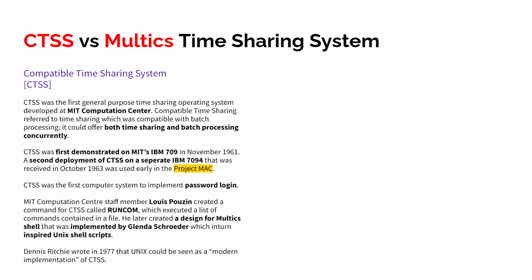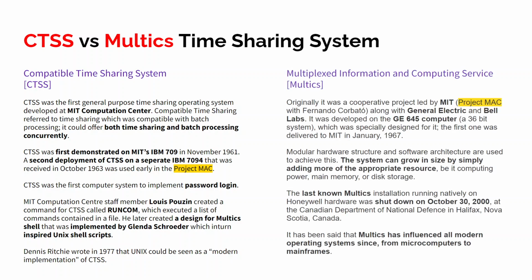Multics was another cooperative project that was going on at that time, which was also led by MIT along with General Electric and Bell Labs. The main idea behind Multics was to create a system that can grow in size by simply adding more of the appropriate resources. In the present days, we can add more resources like RAM to make our system even more powerful. This idea of adding resources to our modern OS to grow in size is the result of Multics. The Multics project could not be fully completed due to the complexity of the system, but the concepts behind Multics still influence the modern operating system.